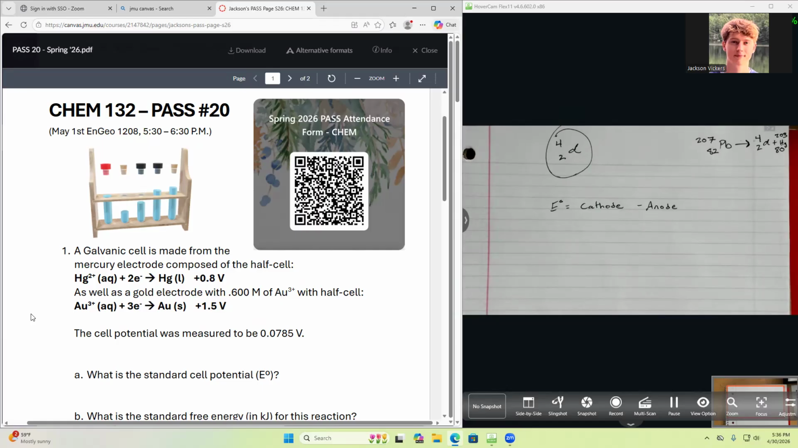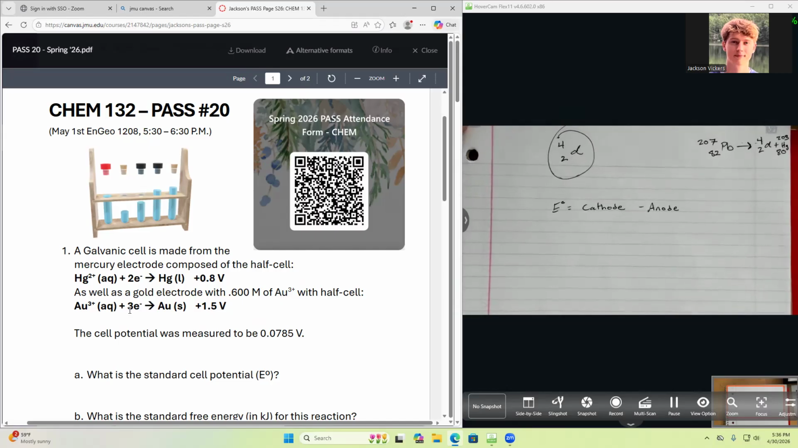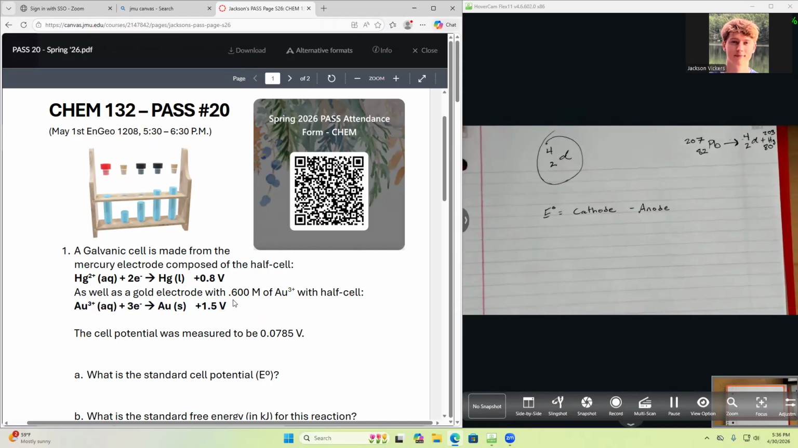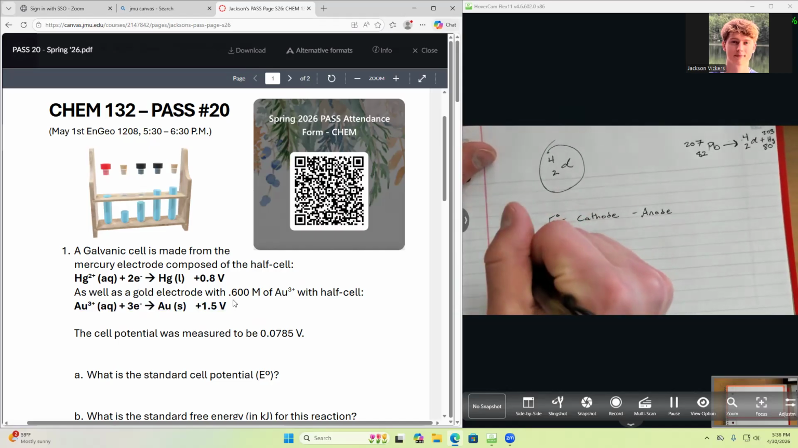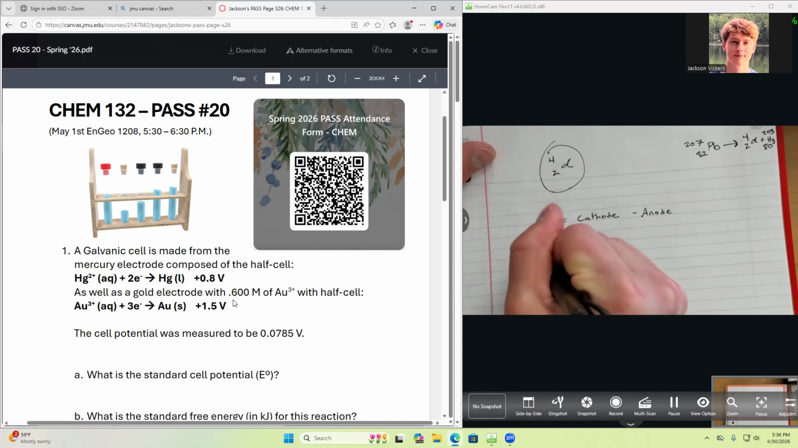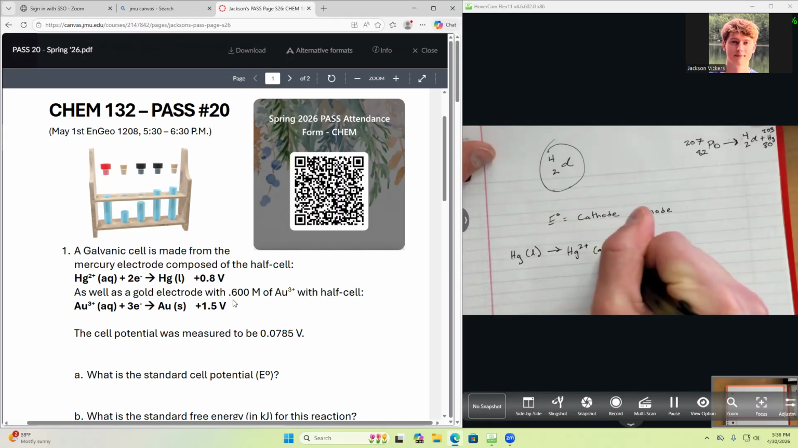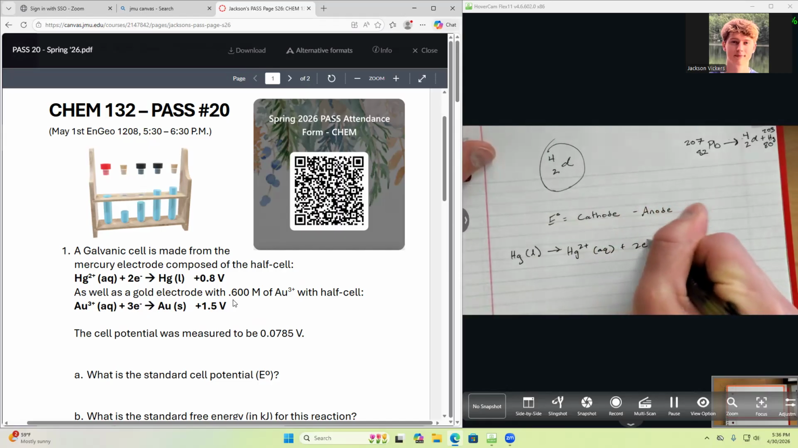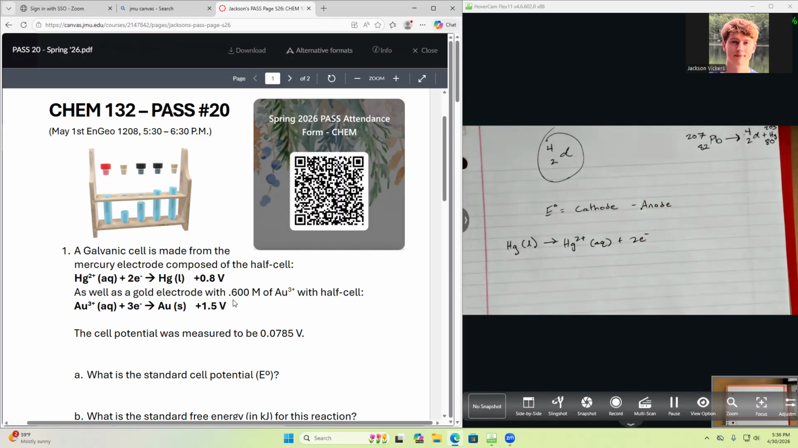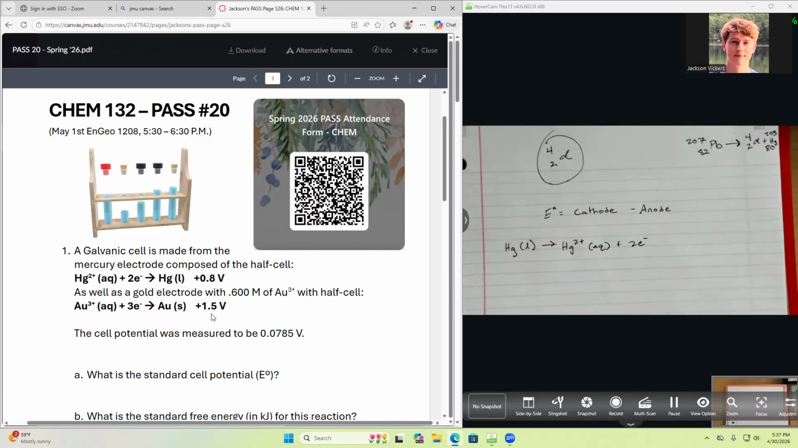Okay. Yeah, smaller value, exactly. So 0.8 is less than 1.5, meaning that we can say that gold is better at being reduced. So that means that really this mercury thing is going to be written like this. The more positive the reduction potential is, so that's going to be this value here, the better it is at being reduced. So the more positive one here is what's really going to be reduced.